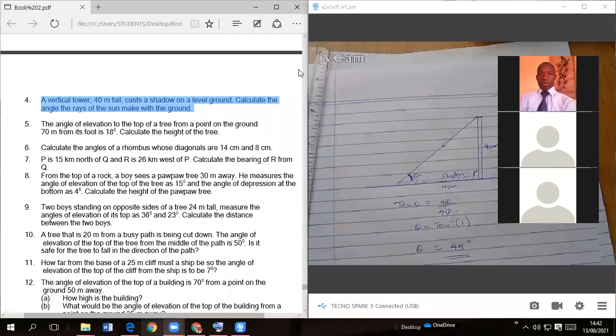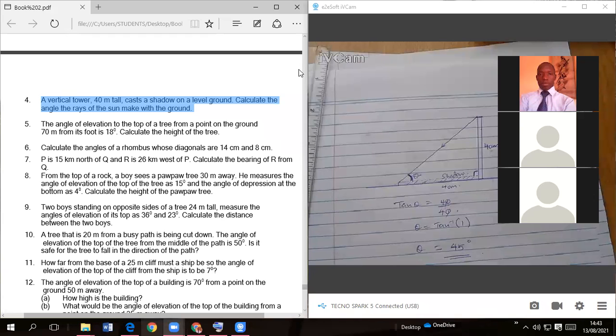Patricia, I've heard your question. You were asking under what circumstance do we use tan inverse? We use tan inverse if we are finding the angle. Are we together? If you are finding the angle, that's when you use the tan inverse.